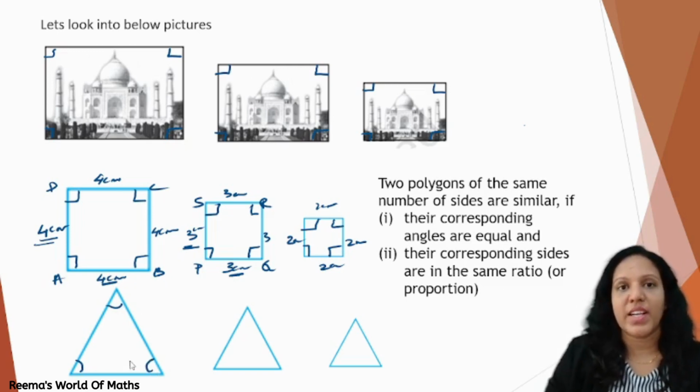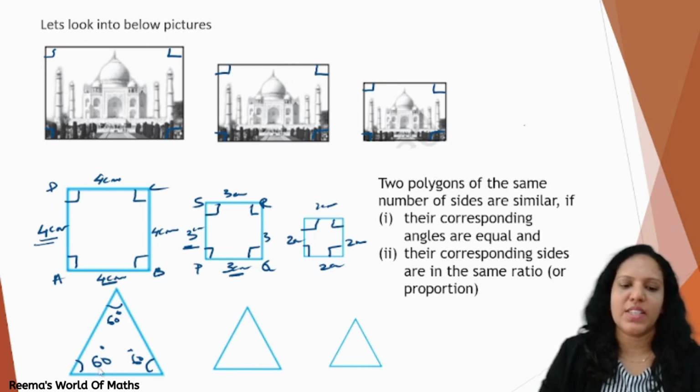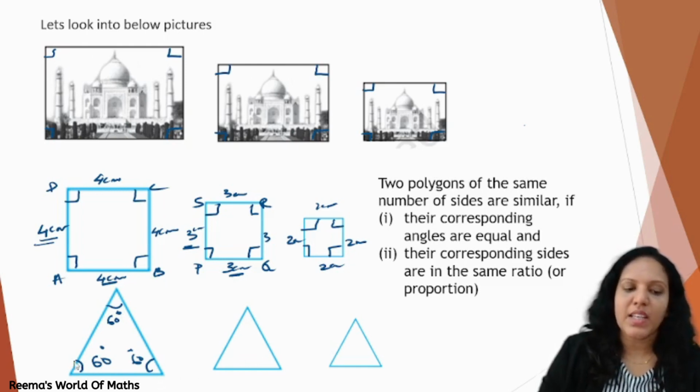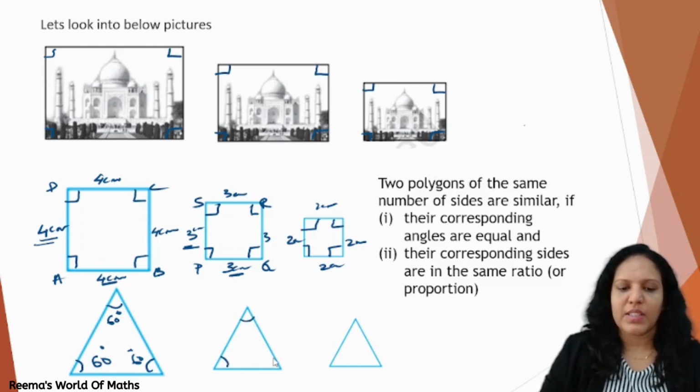For an equilateral triangle, the angles will always be equal, right? It will be 60 degrees, this will also be 60 degrees, and this will also be 60 degrees. So let's assume these are all 60 degrees. Similarly, even if the sides are not the same size, their angles are all equal. The corresponding angles of this triangle are also equal.